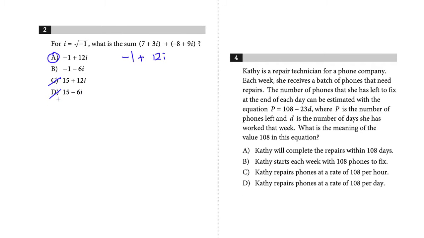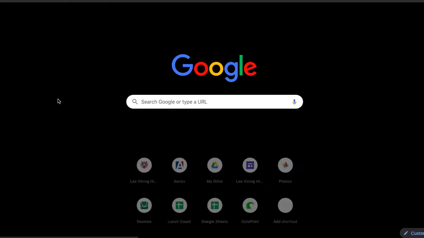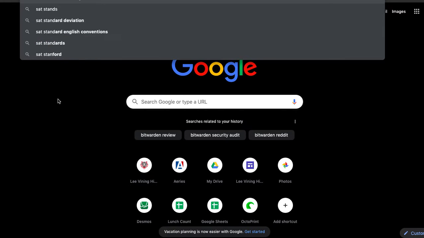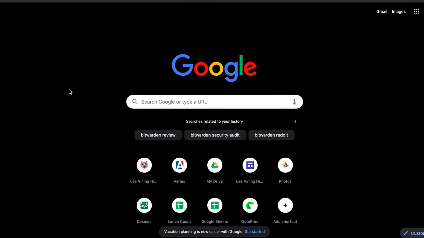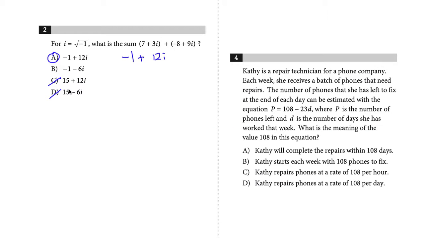But yeah. What does SAT stand for? Sorry. What does it stand for? Summative Assessment Test, I guess. SAT stands for Scholastic Aptitude Test. All right.